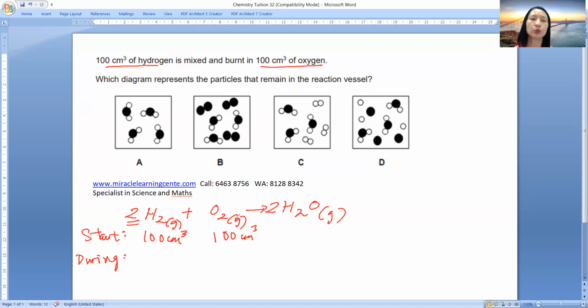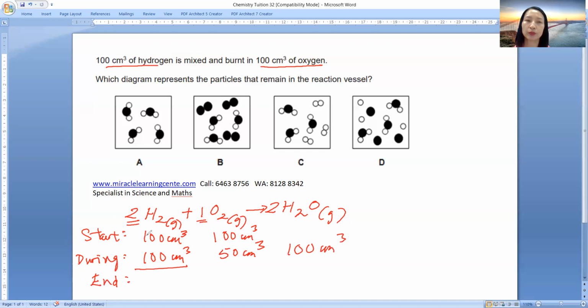During the experiment, the ratio is 2:1. That means every 2 moles of hydrogen will only react with 1 mole of oxygen. So which one will be used up? Yes, you're correct. Hydrogen will be used up. So 100 cm³ of hydrogen will only react with 50 cm³ of oxygen. Why? Because the ratio is 2:1. So 100 cm³ of hydrogen reacting with 50 cm³ of oxygen will produce 100 cm³ of steam.